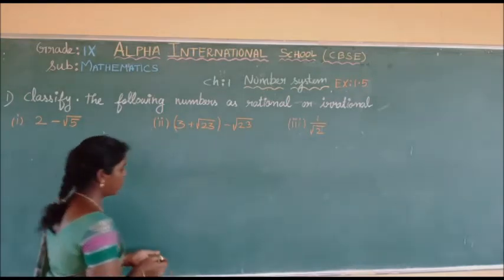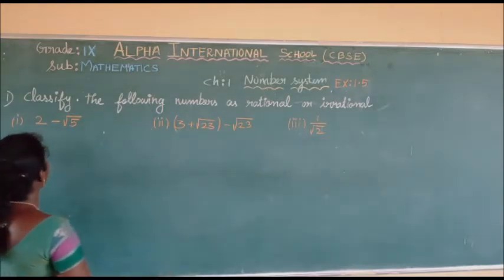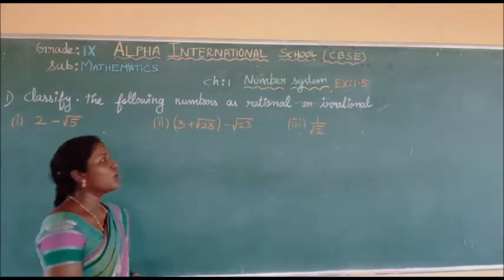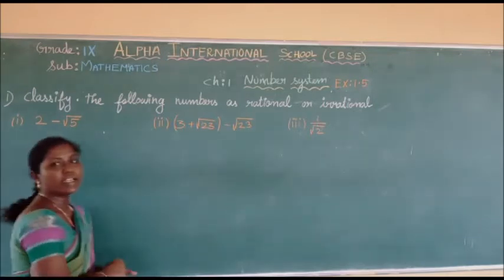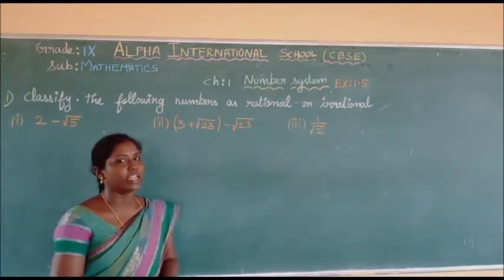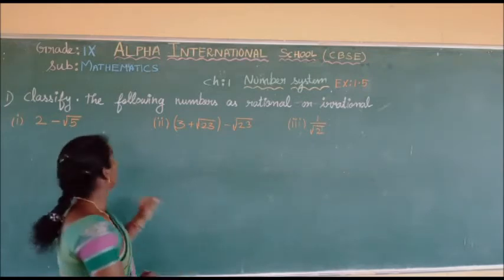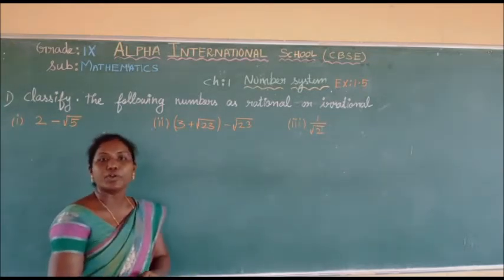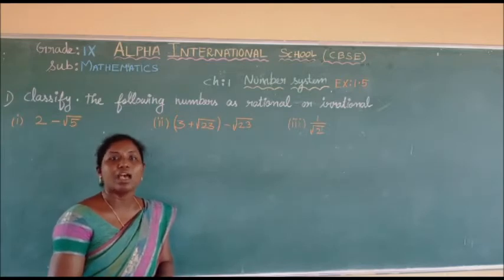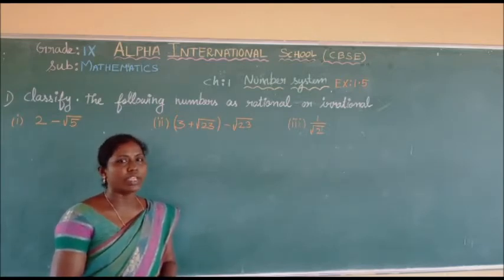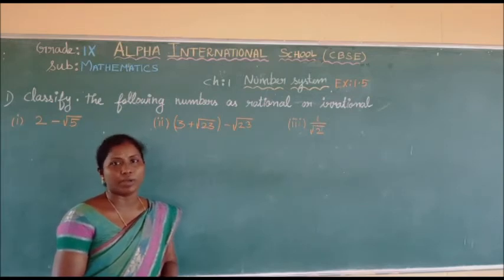See the first subdivision. What is the question here? 2 minus root 5. What is the nature of 2, children? Does it belong to rational or irrational numbers? Yes, 2 is a rational number. What about root 5, the square root of 5? 5 is a prime number, and we are taking its square root, so the square root of 5 is an irrational number.